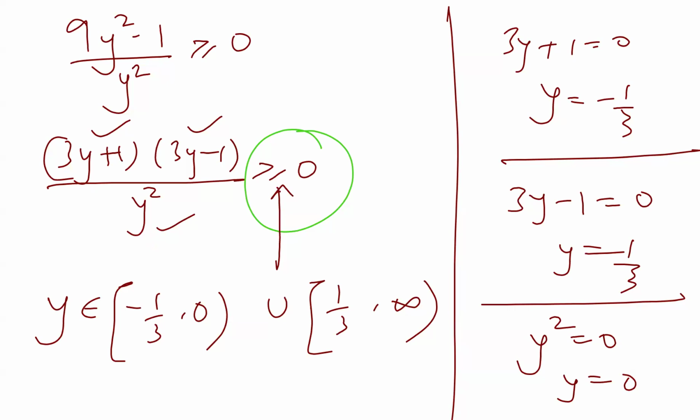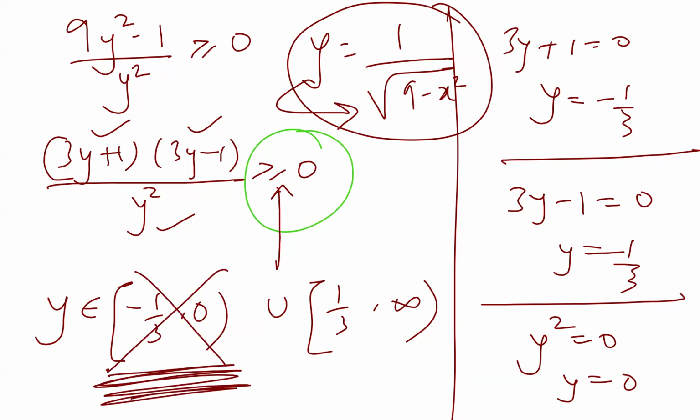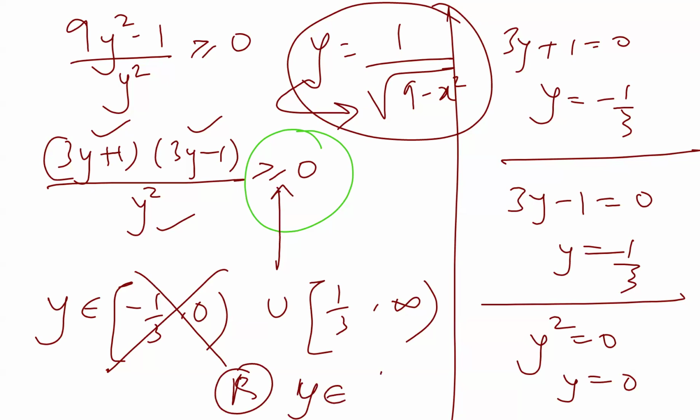Now, moreover, for this problem, the discussion doesn't end over here. Since y is equal to 1 upon root of 9 minus x square, y cannot be negative, otherwise there will be multiple images for a single pre-image. So we cannot take negative values of y. So this part is discarded, because this entire set, minus 1 by 3 to 0, is a set of negative values. So the actual range is y belongs to 1 by 3 comma infinity, with a box bracket.